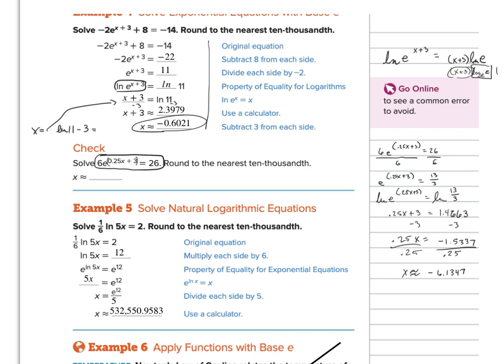I subtract 3 from both sides, and I end up with 0.25x is equal to negative 1.5337, dividing both sides by my coefficient there, and I end up with x is approximately negative 6.1347. And that is just using my property to solve. Again, the same properties that we were using before, now we're just raising both sides to the natural log.